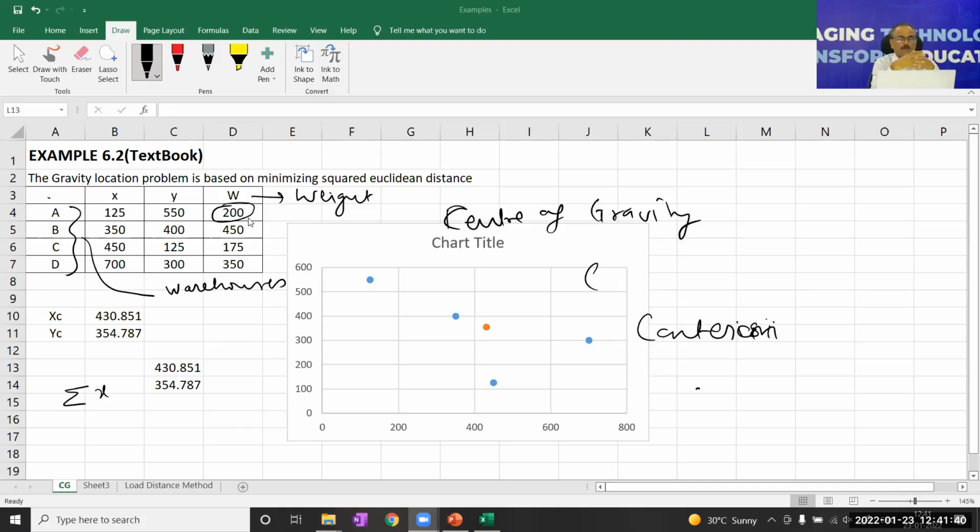So how do you estimate or measure that load? It depends. The load may be in terms of the demand, the load may be in terms of the number of trips. And based on that, you are trying to locate the new facility. Okay, sir. Right.